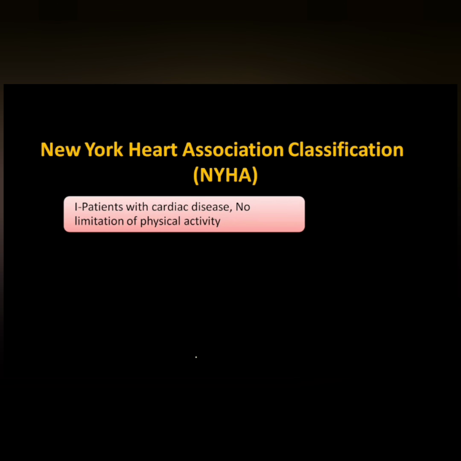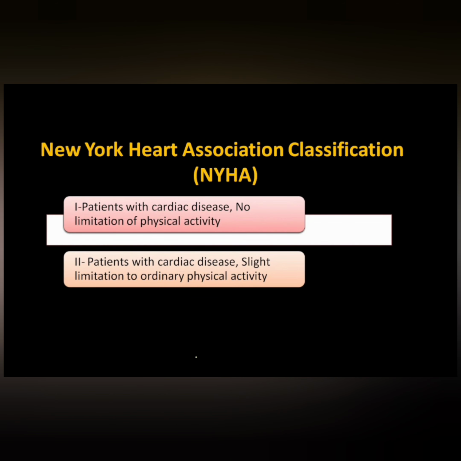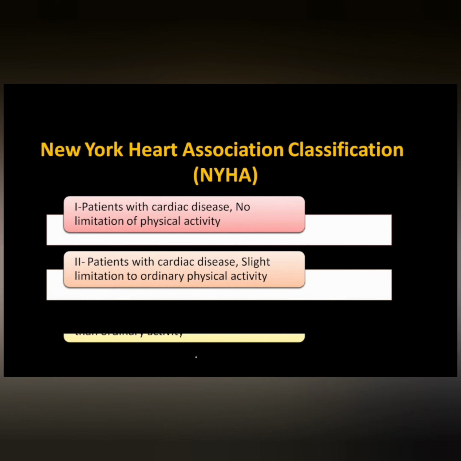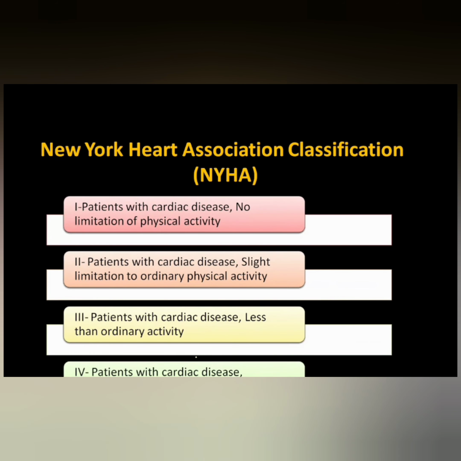To treat the patients, you need to know two ways of classifying patients with heart failure. The first one is the New York Heart Association classification, wherein stage 1 patients have cardiac disease, but there is no limitation of physical activity. In stage 2, they have slight limitation of ordinary physical activity. In stage 3, they can perform only less than ordinary activity. And in stage 4, they are uncomfortable even at rest. So these are the 4 ways of classifying people based on symptoms.